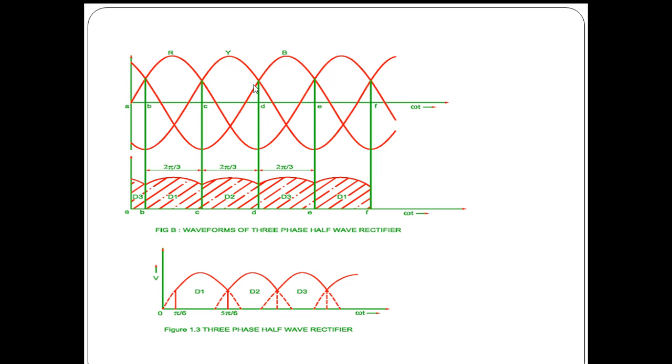And similarly, from point D to E, we are getting output voltage due to conduction of phase B, and in that the diode D3 will be in conduction. Similarly, phase B is subjected to more forward bias from the instant A to B. In this instant the diode D3 is subjected to forward bias, and we are getting output voltage like this. That is due to conduction of diode D3, in this portion A to B.